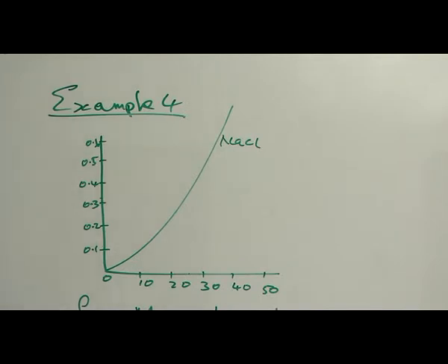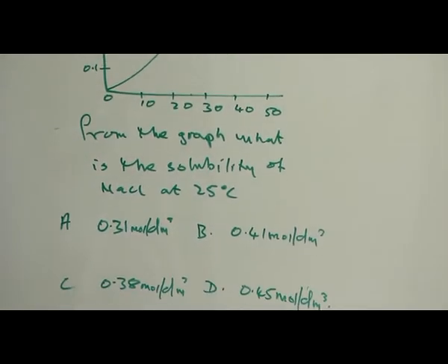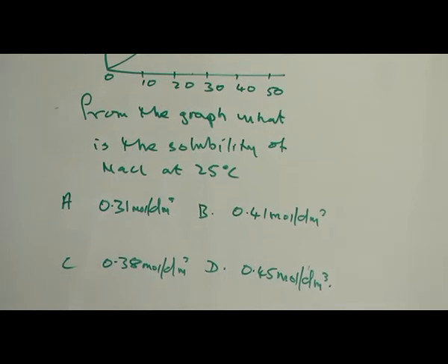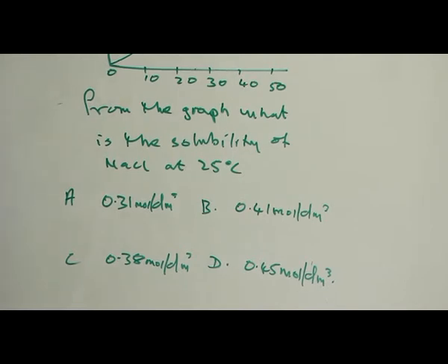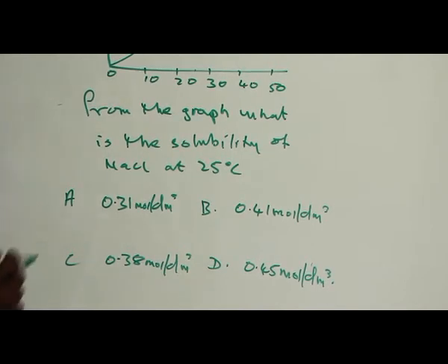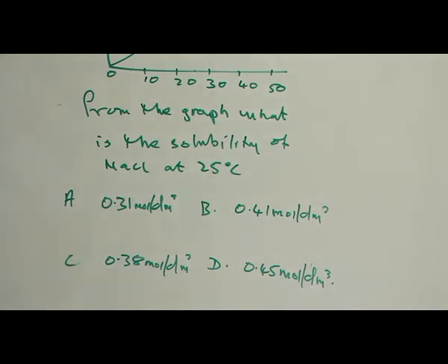Example 4 shows the solubility curve of sodium chloride. From the graph, what is the solubility of sodium chloride at 25 degrees Celsius? The options are A. 0.31 mole per dm³, B. 0.41 mole per dm³, C. 0.38 mole per dm³, and D. 0.45 mole per dm³. Let's now consider the solution.